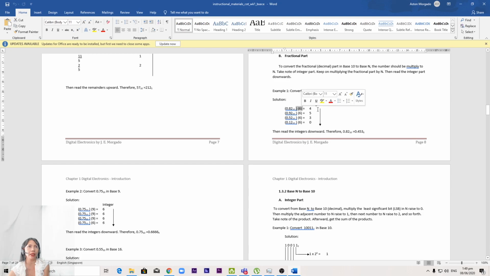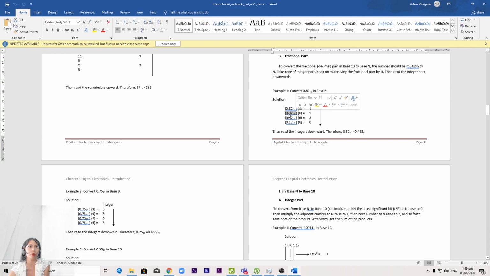So this time we'd like it to convert to base 6, so therefore we multiply by 6. So 0.82 times base 6. But this time, for the fractional part, instead of taking note of the remainder, you have to take note of the integer of the whole number. So if we multiply 0.82 times 6, the answer would be 4.92. But you have to take note of the integer. Okay? So the integer or the whole number is 4, and then continue multiplying the decimal part.